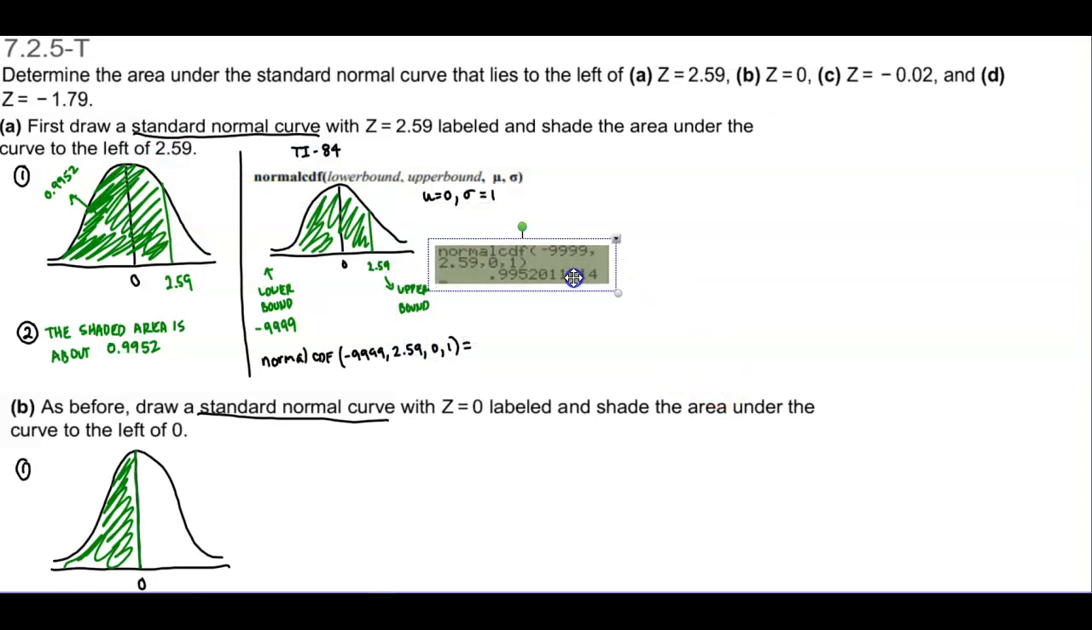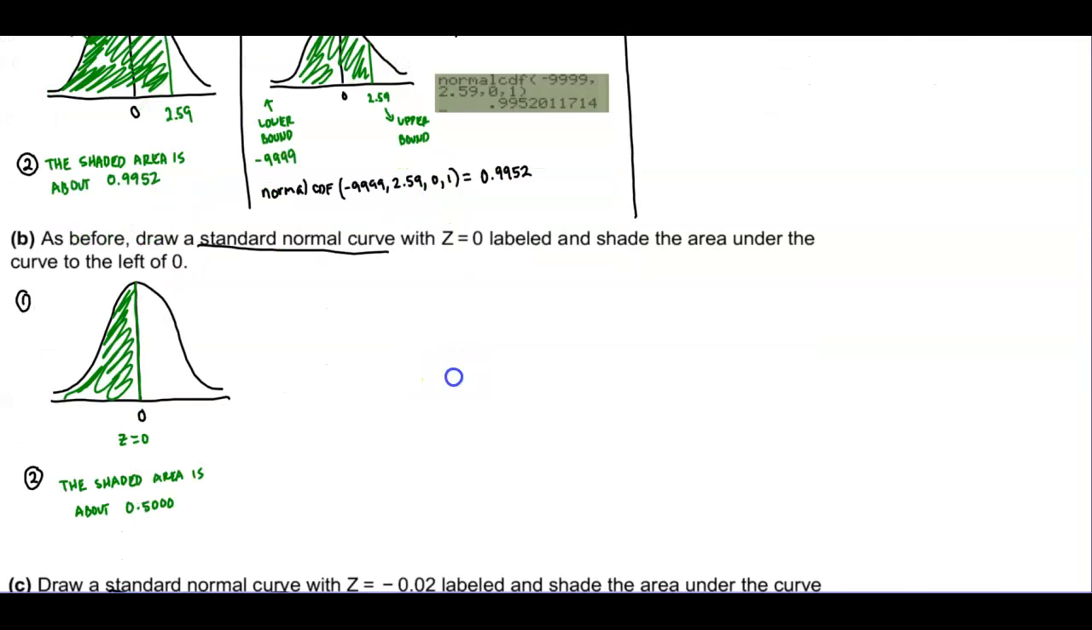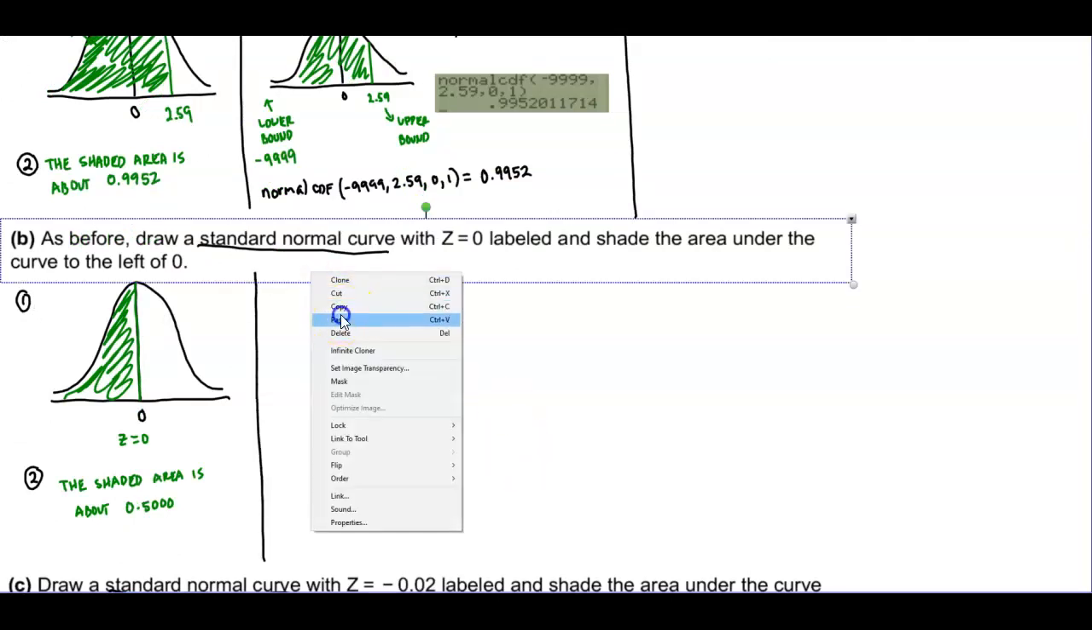And so as you can see here, we get the area of 0.9952. Okay, so let's do this again for this part here. Again, we want to find normal CDF. So here we know that we have normal CDF.